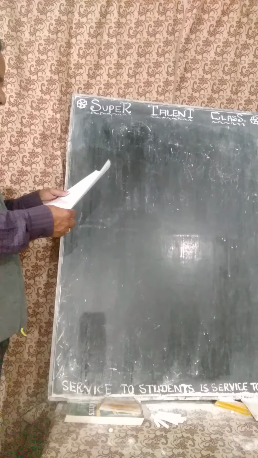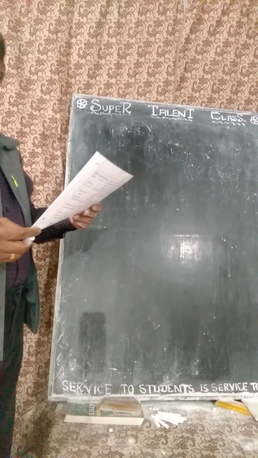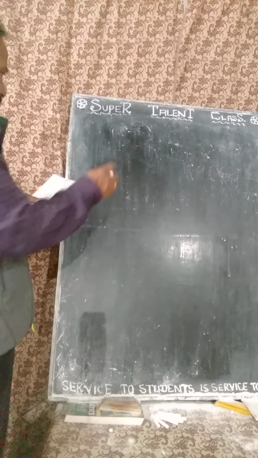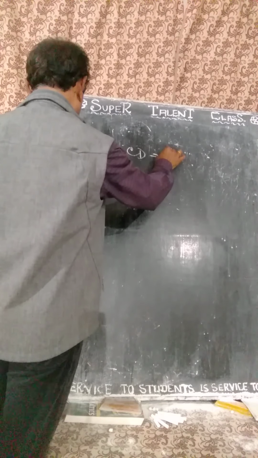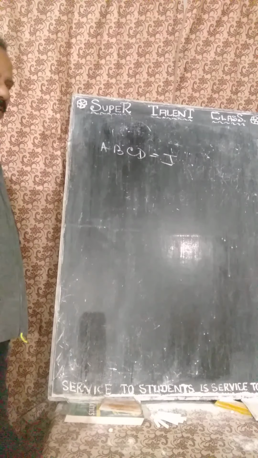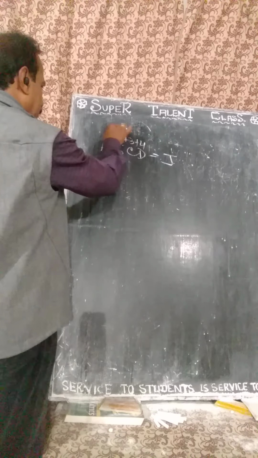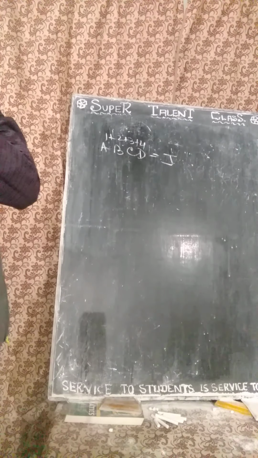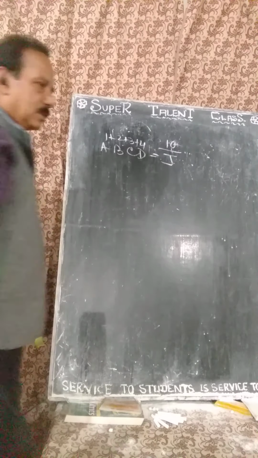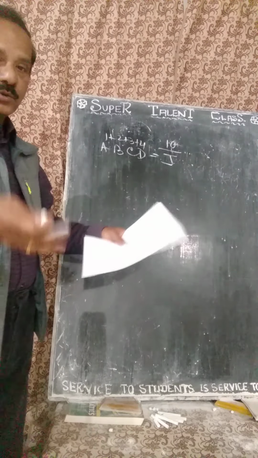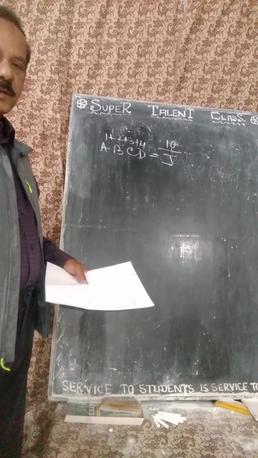Other questions you see. Suppose A, B, C, D is equal to J. What do you know from it? You see 1, 2, 3, 4. Add all this. So what will be the number? 10. You see, the number of J is 10. This logic you should recall immediately so that you can easily cut the questions.